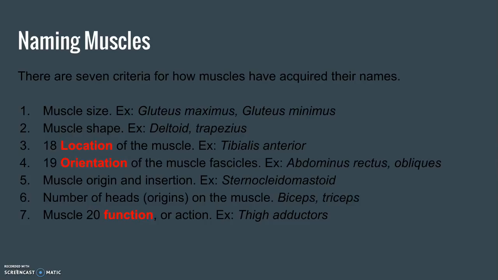Number 5, the muscle origin and insertion. And this one has 3 parts, the sternocleidomastoid. We'll look at that one in class. Number 6, the number of heads or origins of the muscle. So the biceps has 2, the triceps has 3. And also the muscle's function or action. Thigh adductors would be the muscle in the thigh that pulls the leg back toward the midline, because its adduction is that positioning.